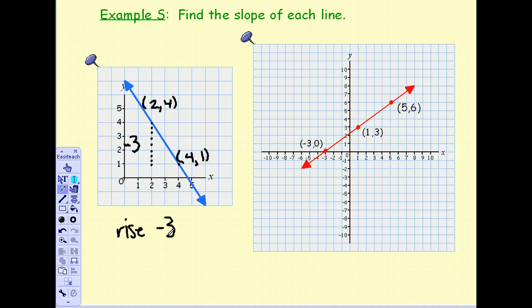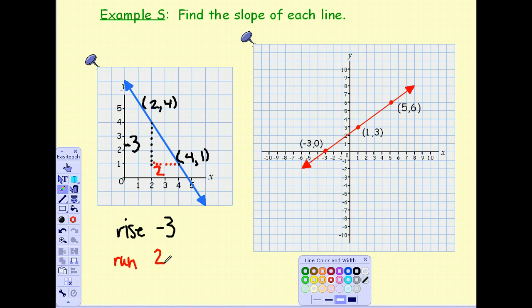Okay, then if we look at the run, if we look at that vertical distance compared to the horizontal distance, in this case our horizontal distance, we had to go from 2 over to 4, looking at those x's, 2 to 4. So count the boxes. How many boxes is it from 2 to 4? Well, it's a difference of 2 boxes. Okay, so that's our run.